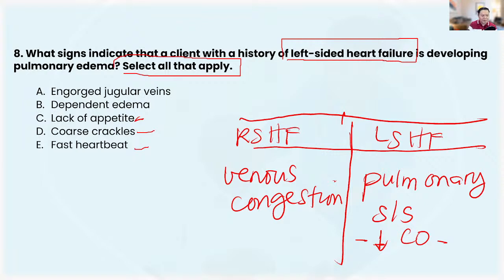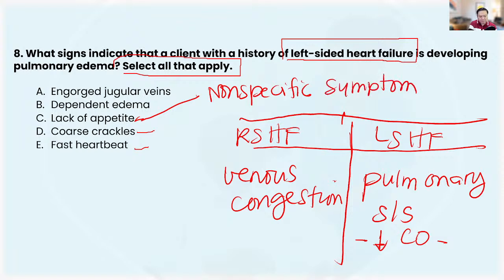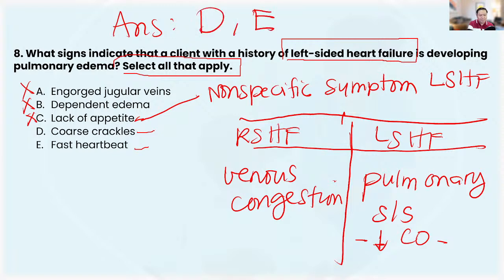Let me write down the rationale why we are not selecting letter C. Letter C, the lack of appetite is a non-specific symptom of left-sided heart failure. That's why we are going to eliminate that. Okay? So the correct answers that we have are letter D and letter E. Tachycardia and the coarse lung sounds.